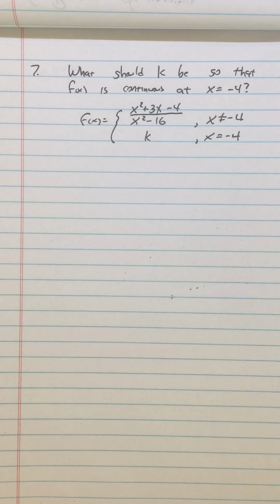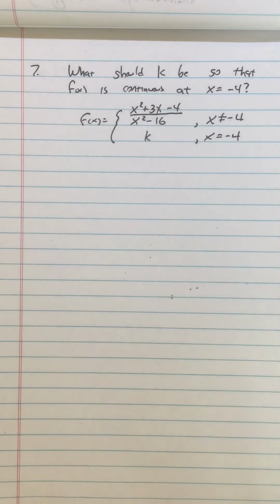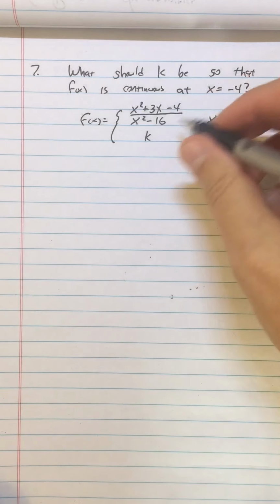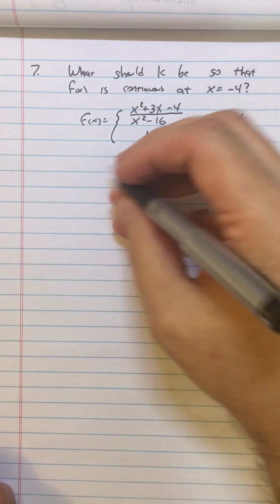So what should k be so that f of x is continuous at x equals -4? First, we're going to analyze the part of the function that appears to possibly have a hole in it, right? It's a rational function. It could have a hole in it. It looks like it's factorable top and bottom.